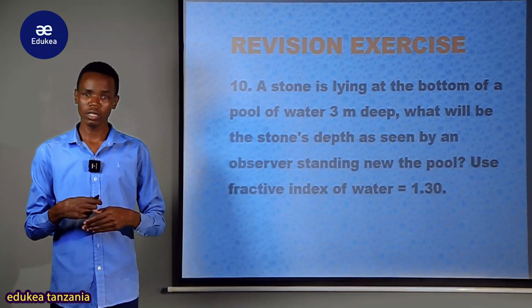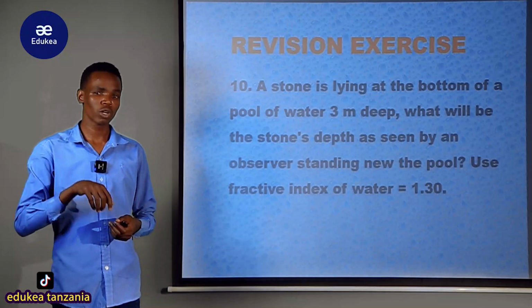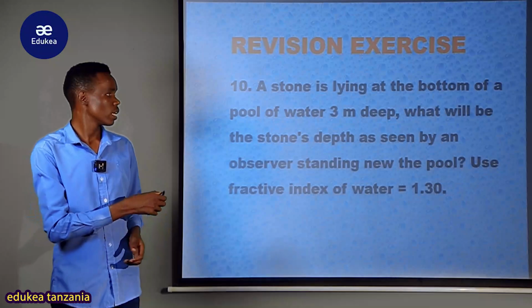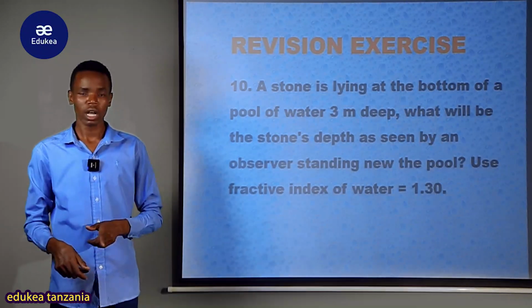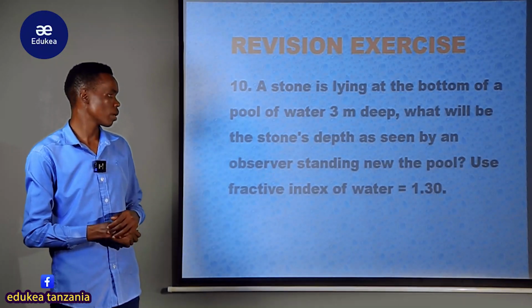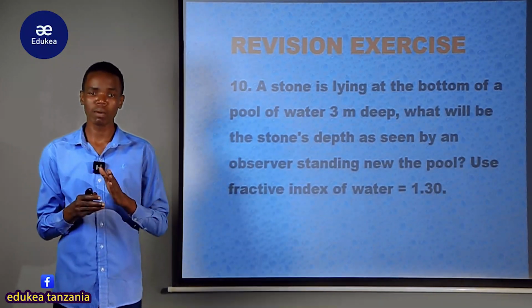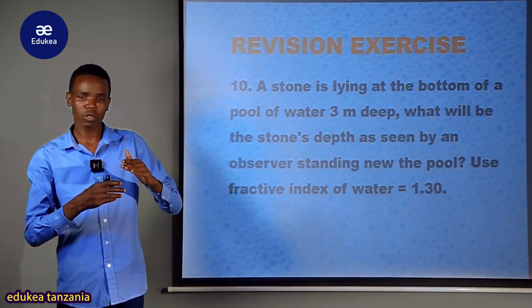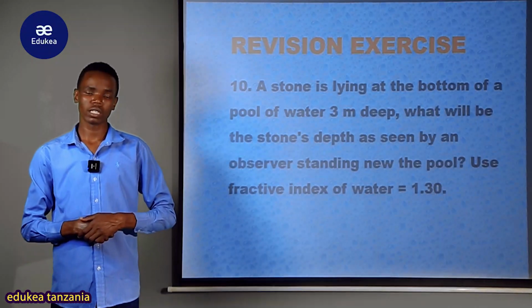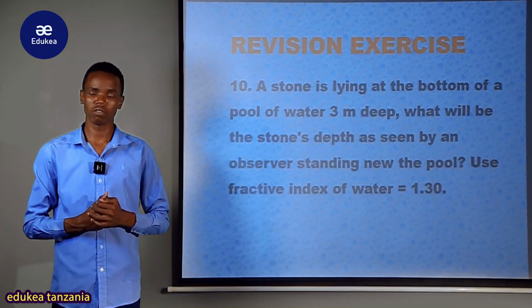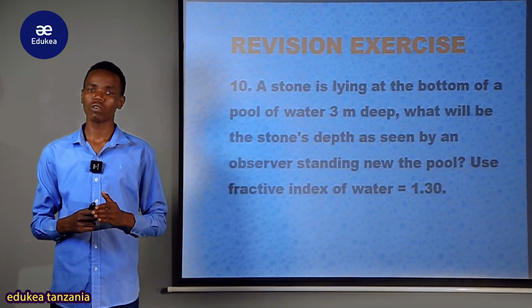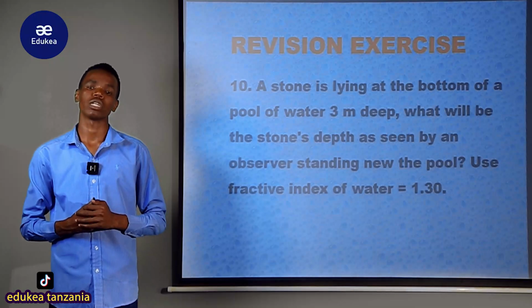Kwamba kuna jiwe ambalo limedumbukizwa kwenye bwawa, kwamba lipo kwenye height ya 3 mita kwenda chini, lakini akakwambia kwamba je, ile stone depth as seen by an observer, kwamba yule observer ambaye alikuwa amesimama, je, aliweza kuliona lile jiwe katika height ya ngapi? As we know, this is a question of the refractive index. In order to solve a question like this one, first of all, we are supposed to understand our question.